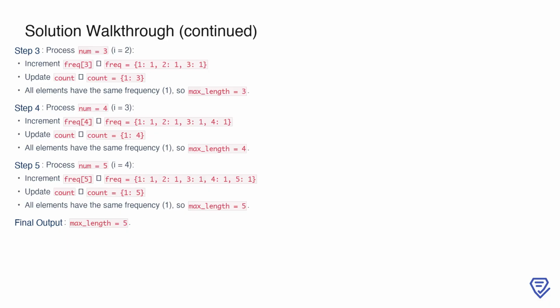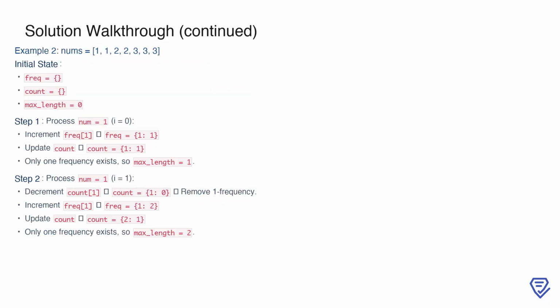Similarly, for the fourth number, 4, its frequency is incremented in the frequency map, resulting in frequency equals 1, 1, 2, 1, 3, 1, 4, 1, and the count map updates to 1, 4. With all numbers still having the same frequency of 1, max_length becomes 4. Finally, for the fifth number, 5, we increment its frequency, so frequency becomes 1, 1, 2, 1, 3, 1, 4, 1, 5, 1, and count updates to 1, 5. Again, all numbers share the same frequency, so max_length is updated to 5. The final output for this example is max_length equals 5.